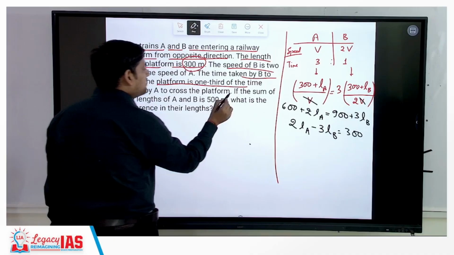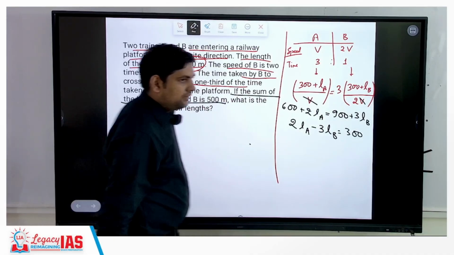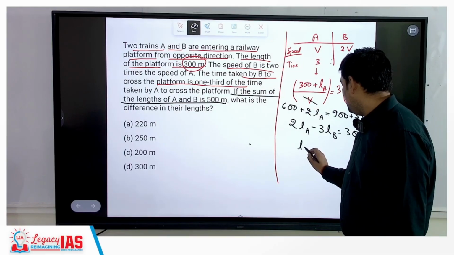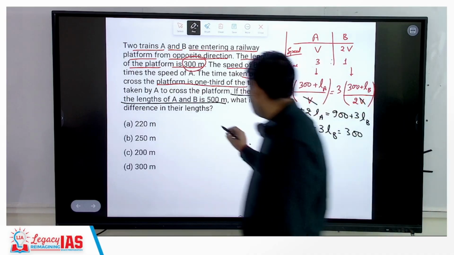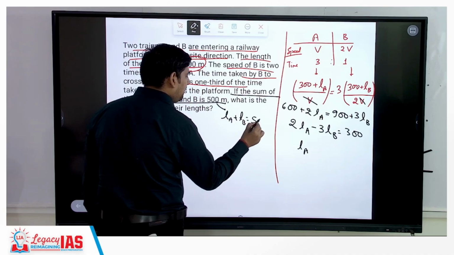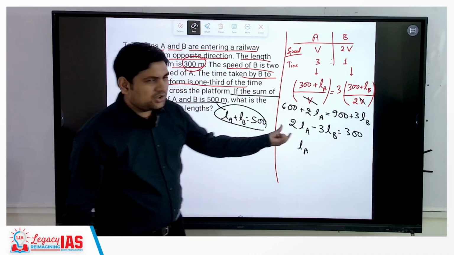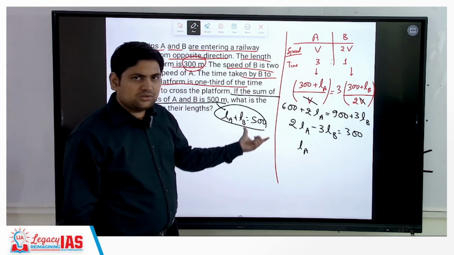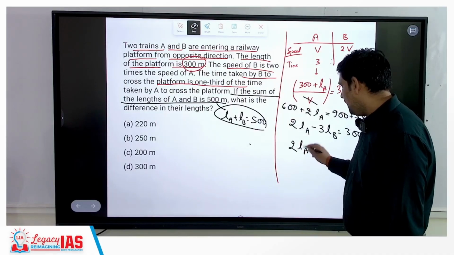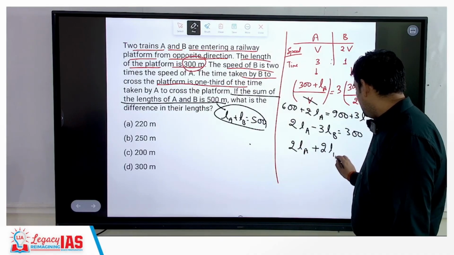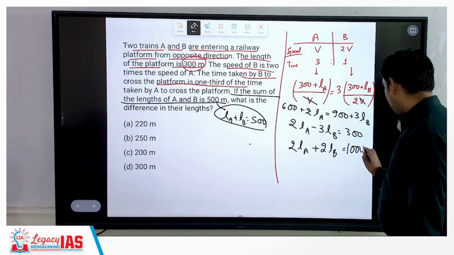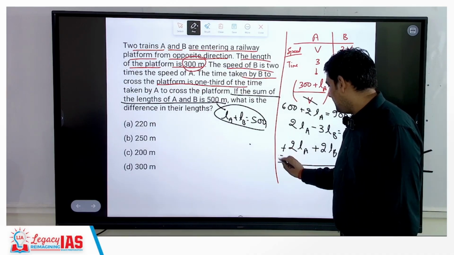The other equation will come from the fact that the sum of the lengths of A and B is 500 meters. So length of A plus length of B is 500 meters. Now, I have a 2 here, so I should multiply this equation by 2 also, so that it cancels out. So I multiply it with 2 and write here 2LA plus 2LB. Now this 500 will also get multiplied by 2, equal to 1000. That's it. Now you subtract them.